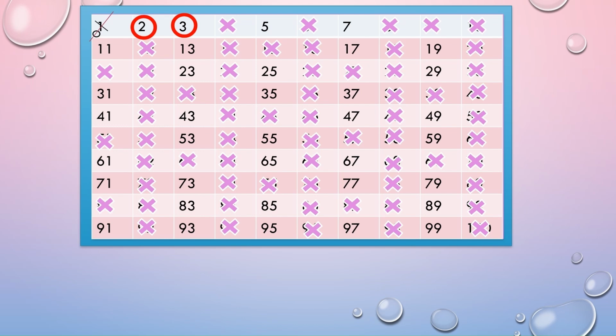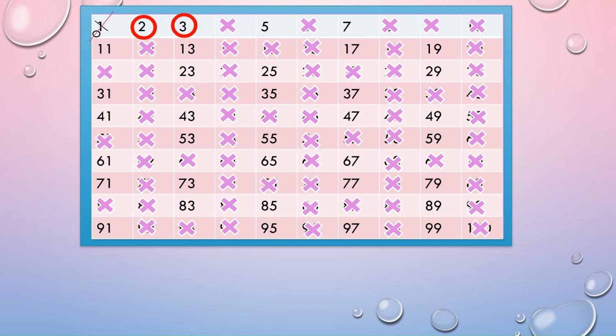Let's go to the last row, 91. 9 plus 1 is 10. 10 is not in the tables of 3. The next number is 93. 9 plus 3 is 12, and 12 is there in the tables of 3. So let's cross it out.